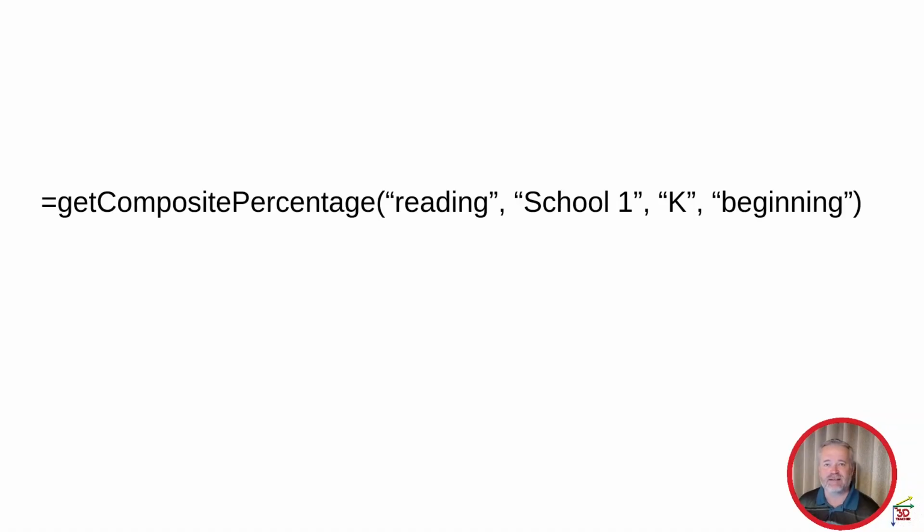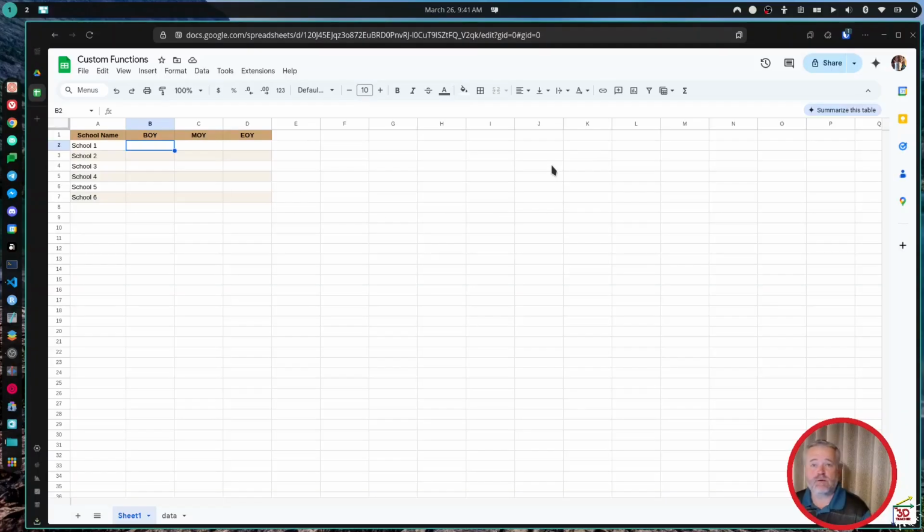Let's get started. All right, so we have this spreadsheet that looks like the spreadsheet we worked on in my last video, where we have the school names on the left-hand side, and we have a column for beginning of year, middle of year, and end of year assessments. What I want to show is for each school, how many students were at or above benchmark on Acadience for that benchmark period. And we're going to look particularly at kindergarten students today.